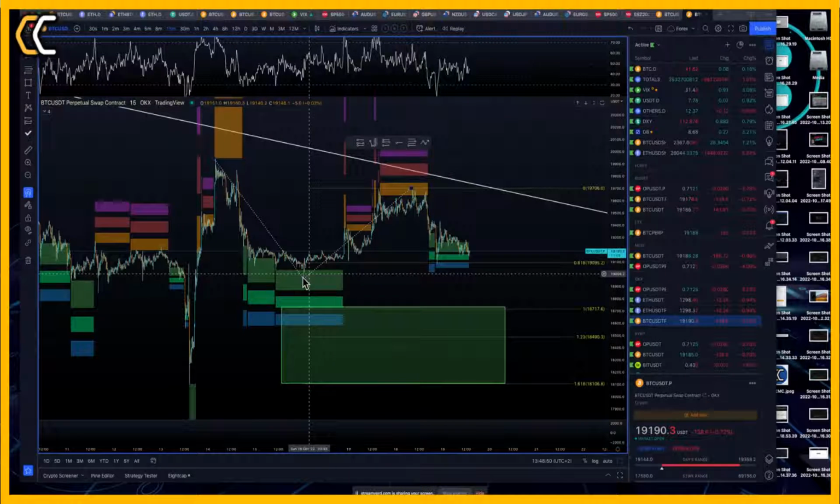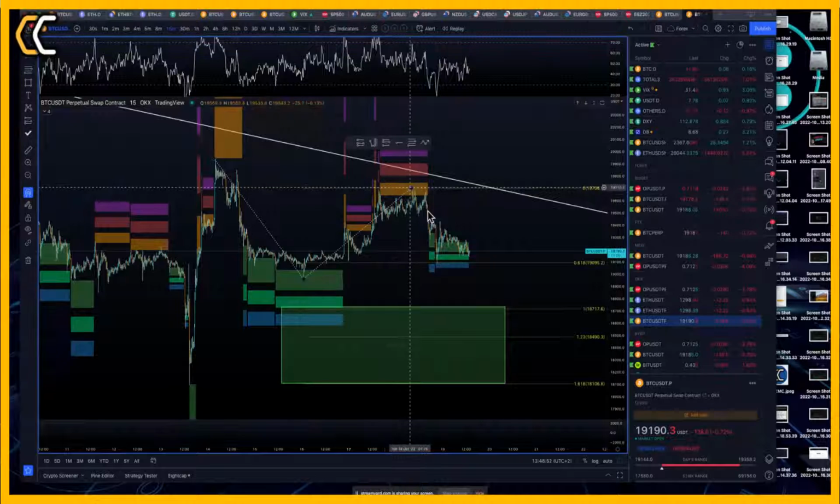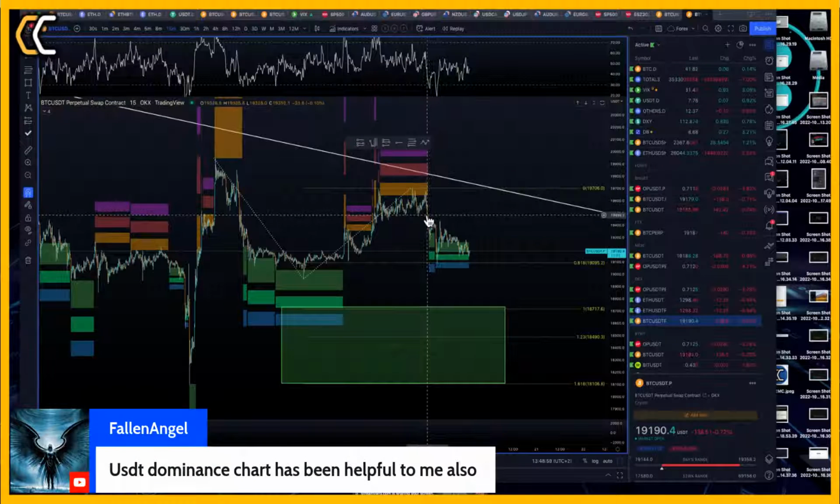But now that 50% has been tested, and I think we lost the 23.6 that you were also watching yesterday. There's been no argument that the 23.6 level has been lost. 38.2 has been lost.